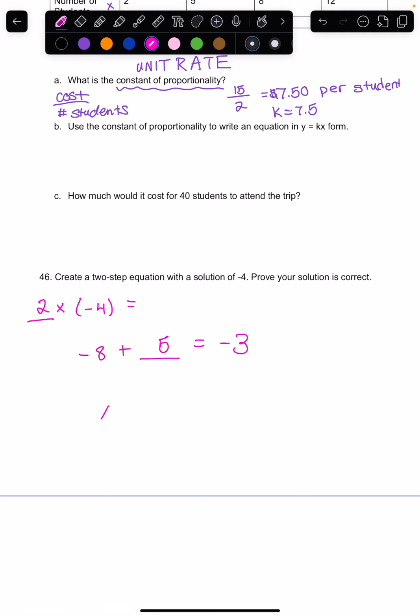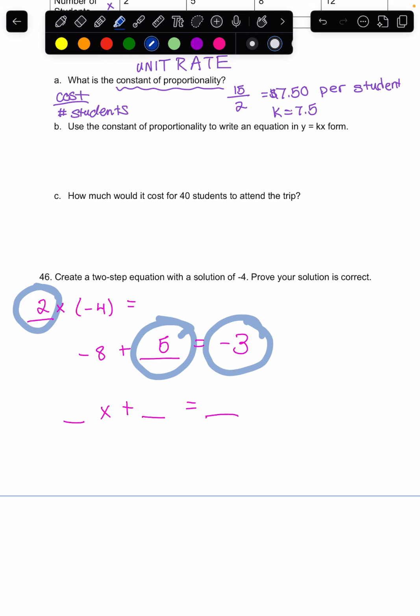So now when you have a two-step equation, it usually looks something like this with the blanks filled in. Well, you would say, okay, what are my blanks going to be? The blanks are going to be the things that we did to your solution to get our answer of -3. So I did 2 times my number, and then I added 5 to get -3.